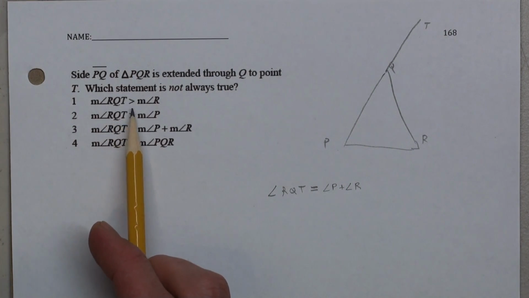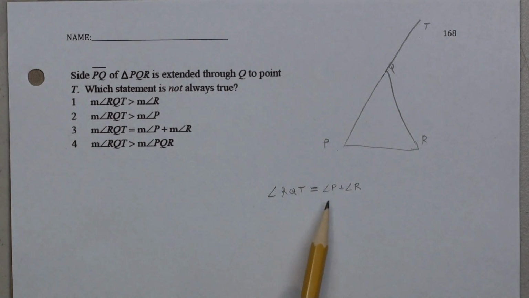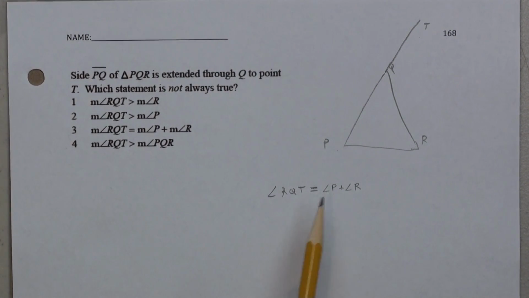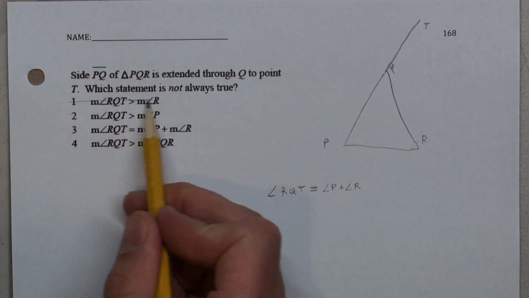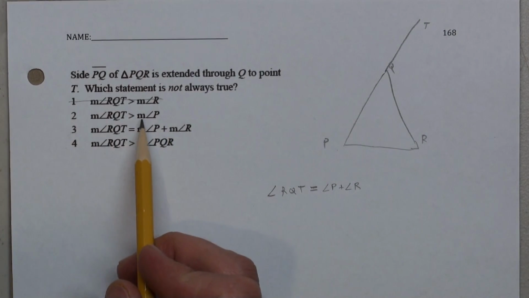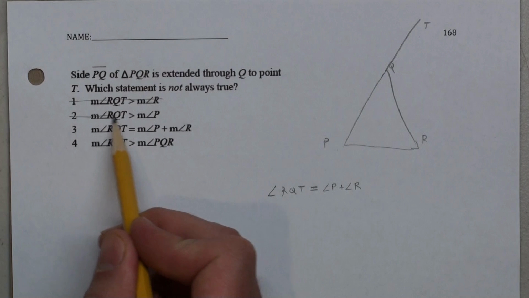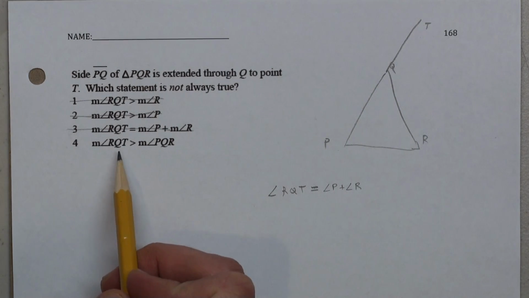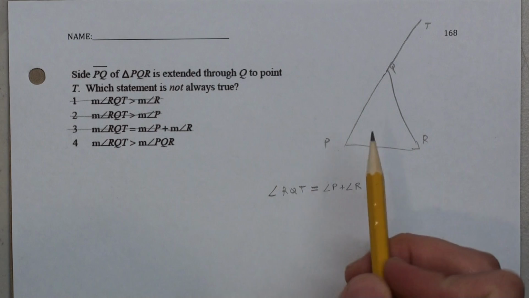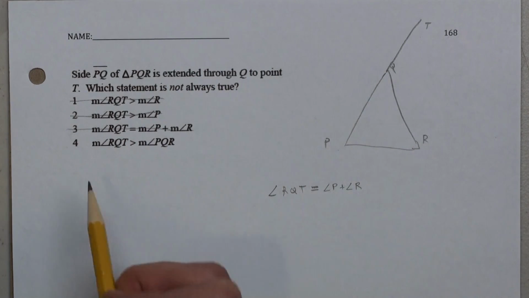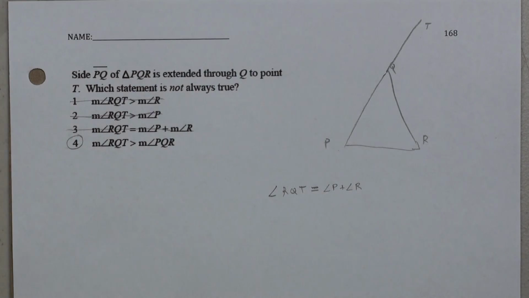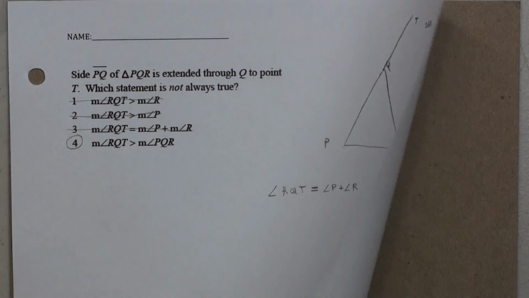Is RQT greater than R? Well, it has to be, because if it's equal to the sum of two angles, then it has to be greater than either one of the two angles. So it's not that one. Is it greater than P? That's true also. It's equal to P plus R. So finally, is it greater than PQR? Well, not necessarily. It doesn't have to be, okay? It could be, but it doesn't have to be.